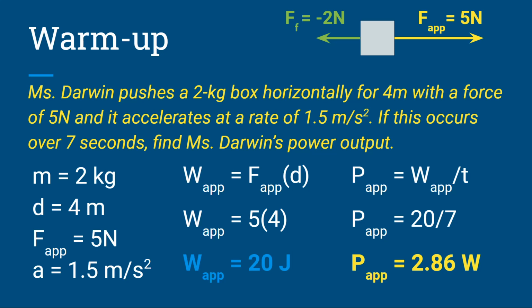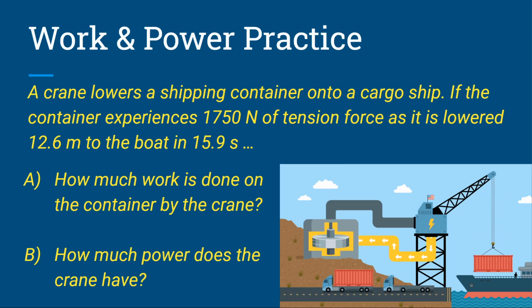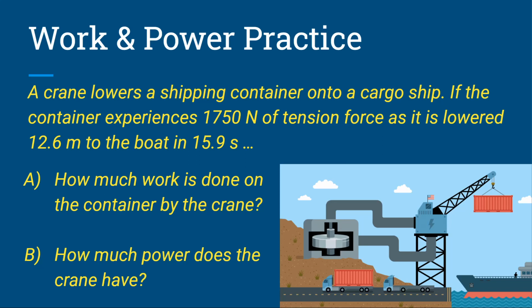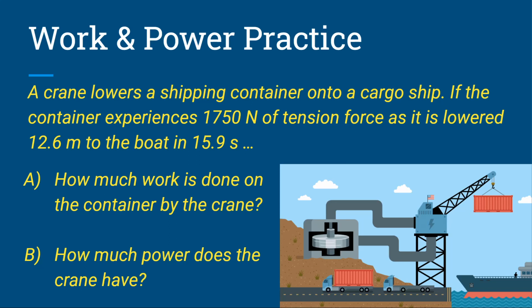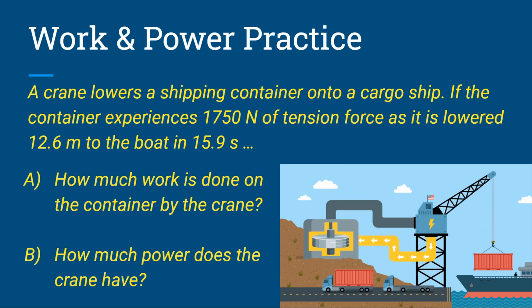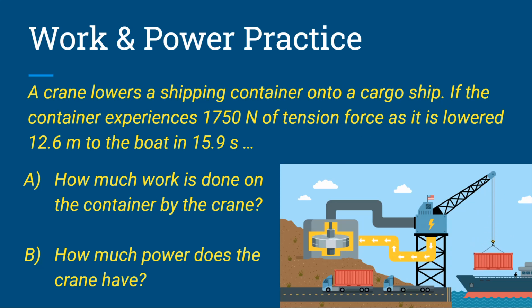Okay, let's go ahead and do some more practice with power, bringing in some more free body diagrams and things like that, like we did in our warm-up. This question says a crane lowers a shipping container onto a cargo ship. If the container experiences 1,750 newtons of tension force as it is lowered 12.6 meters to the boat in 15.9 seconds, how much work is done on the container by the crane and how much power does the crane have?